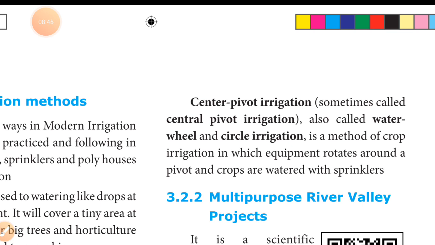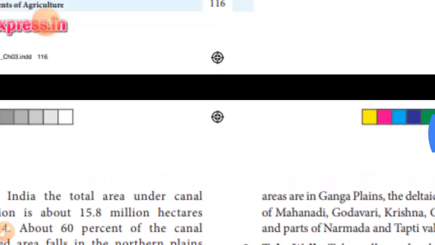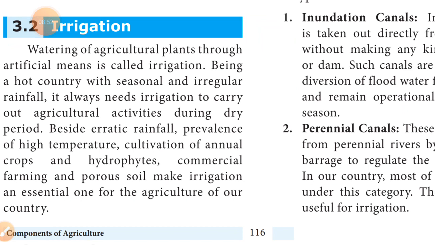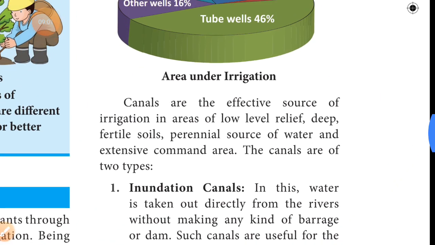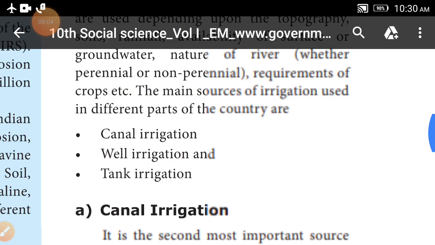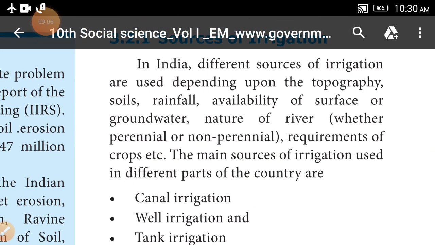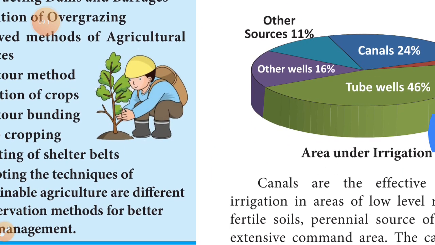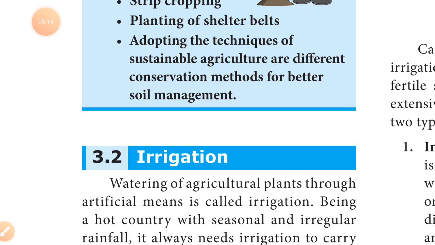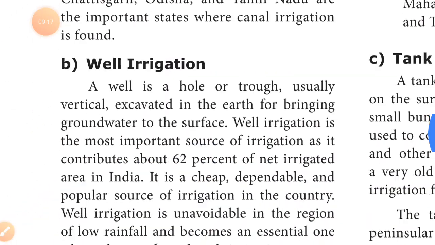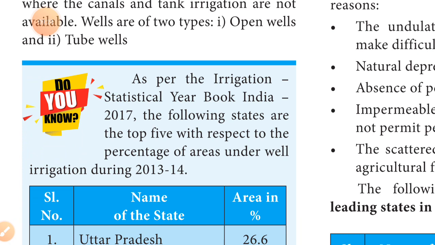Students, what topics have we done so far? First one, what do you mean by irrigation? Now remember, irrigation means watering of agricultural plants through artificial means. Then types of irrigation, meaning the sources of irrigation. The three sources of irrigation: canal irrigation, well irrigation, and tank irrigation. The last one is the modern methods of irrigation. What methods are we using? Modern methods: drip irrigation, pivot irrigation, and sprinkler irrigation.